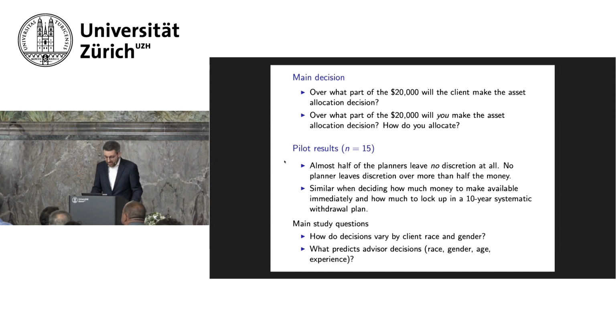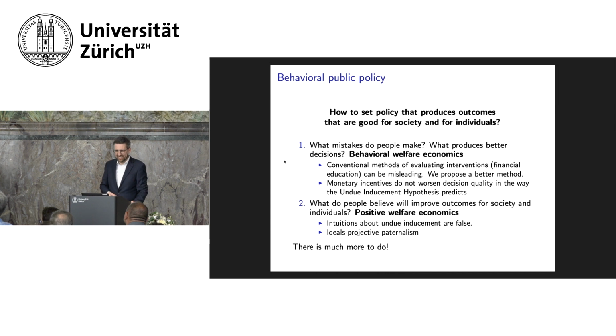So, given we have very few subjects here, this is all we can say at the moment, but our main study questions are going to be about how do these decisions vary by client race and gender? Are financial planners, for instance, more paternalistic if they have female customers than if they have male customers, or more paternalistic if they have black rather than white customers? And what predicts the advisor's decisions? So you know who you should ask for advice. Now, this is all to come in the future.